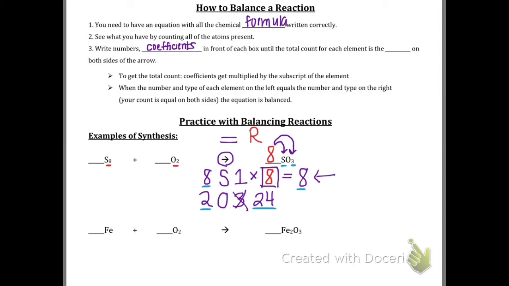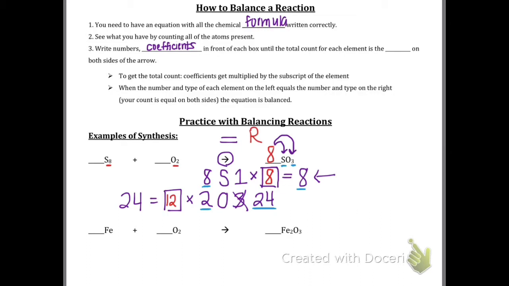So we have to do the same logic as before. We can only go up, we can't divide. So 2 times what is going to give me the lowest common factor? 2 goes into 24, so I'm going to have to jump all the way to 24. So what number belongs in this box? Very good, 12. 2 times 12 is 24.